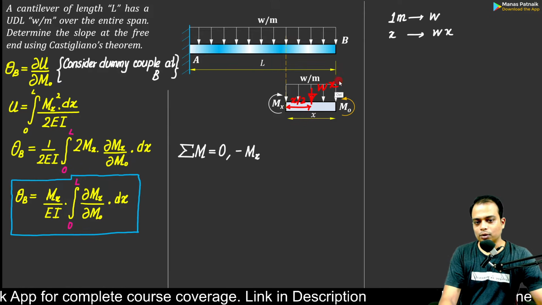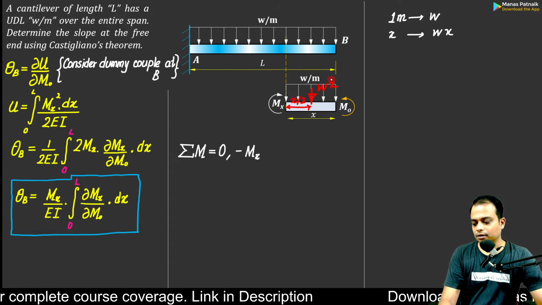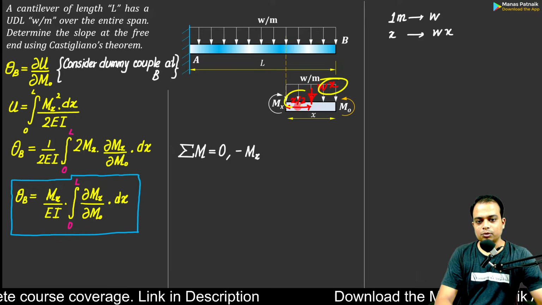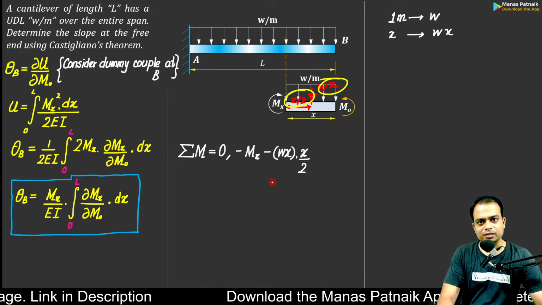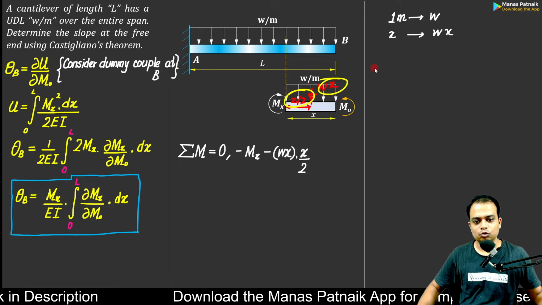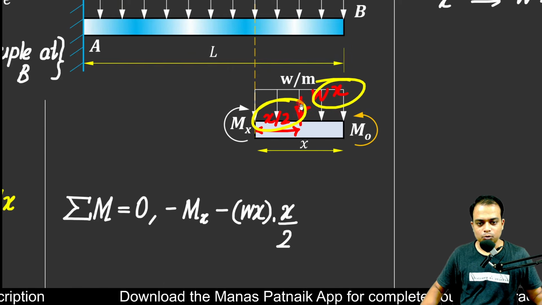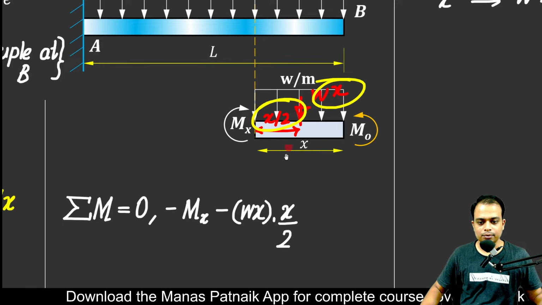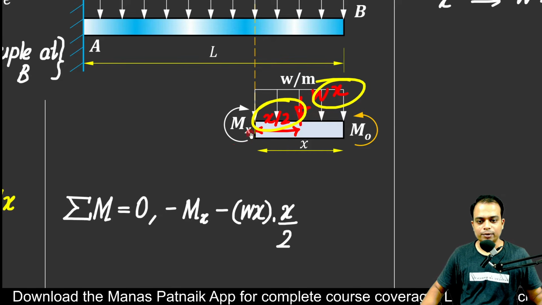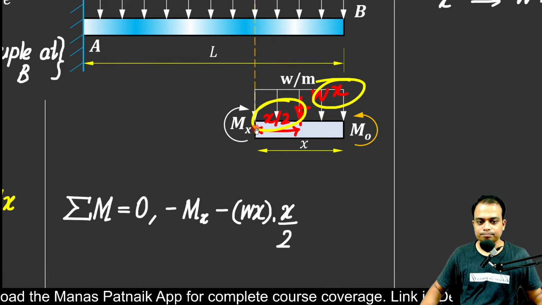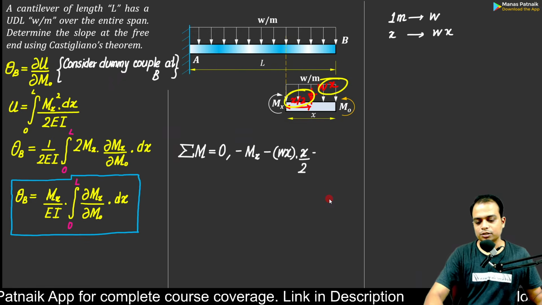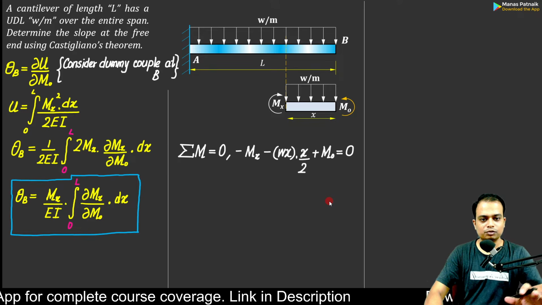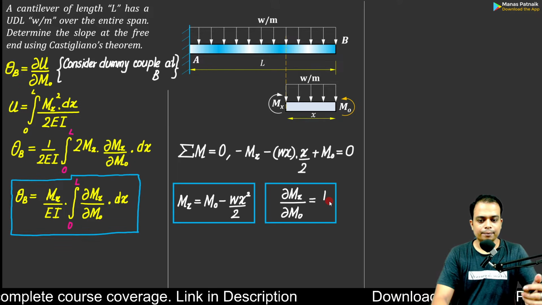So wx into x by 2. This is going to be your moment. It's a clockwise case. If you want, I can zoom in. Have a look. Wx into x by 2. Here it is, a clockwise moment at this very section. Similarly, this M naught anti-clockwise will be positive, equal to 0. So far, so good. Simplify.